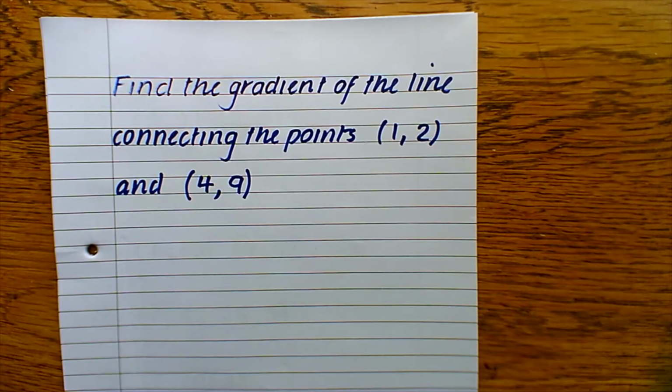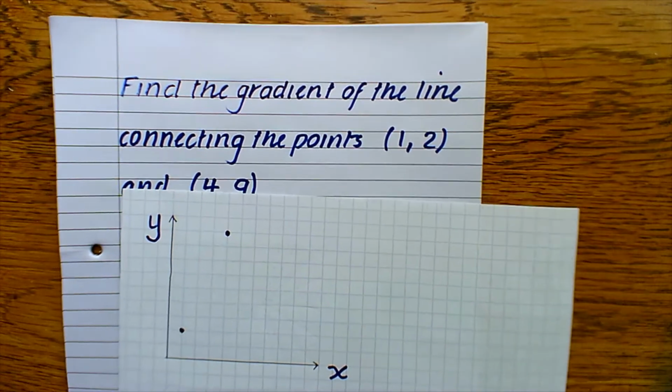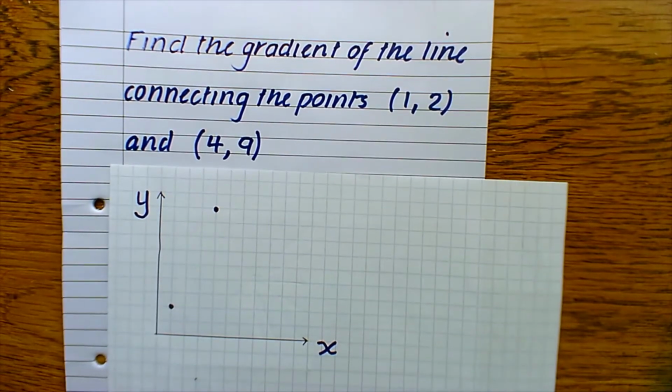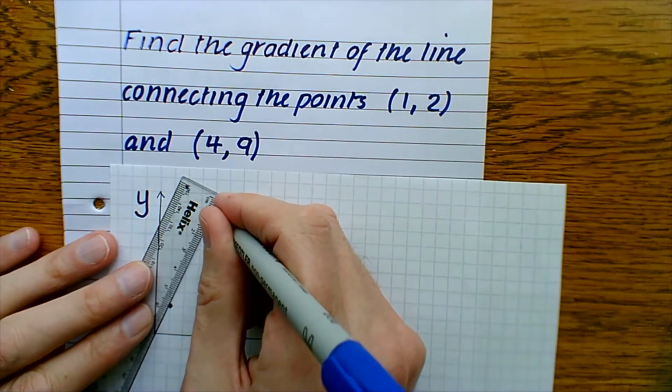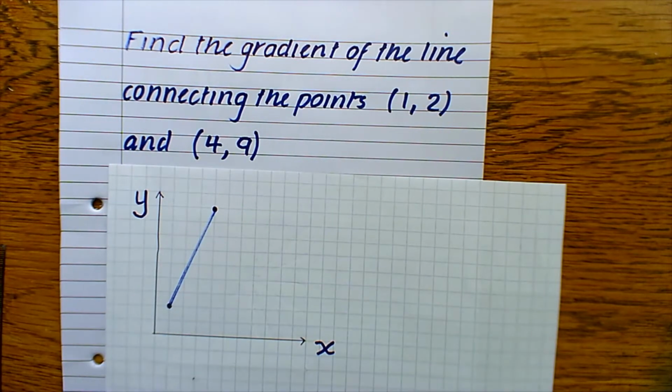Now I'd like to look at things in a slightly different way. How do you find the gradient if you're told the 2 points that the line connects? Well, obviously the best way to go about this is to actually draw the axis and plot the points. So here we are, this is the line that we are interested in. There we are, it's clearly going uphill, so it's going to have a positive gradient.